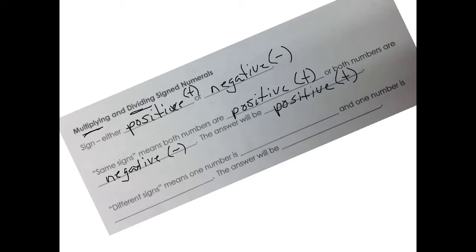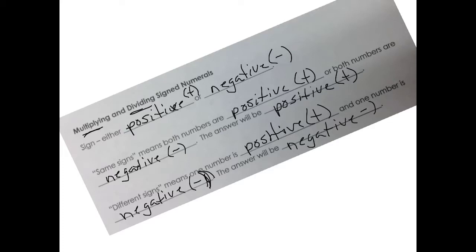Different signs means that one number is positive and one number is negative. So a positive and a negative. Okay? The answer will always be negative in this case. And again, that's different from what we were just talking about on that other one. You cannot use the same rules for these.